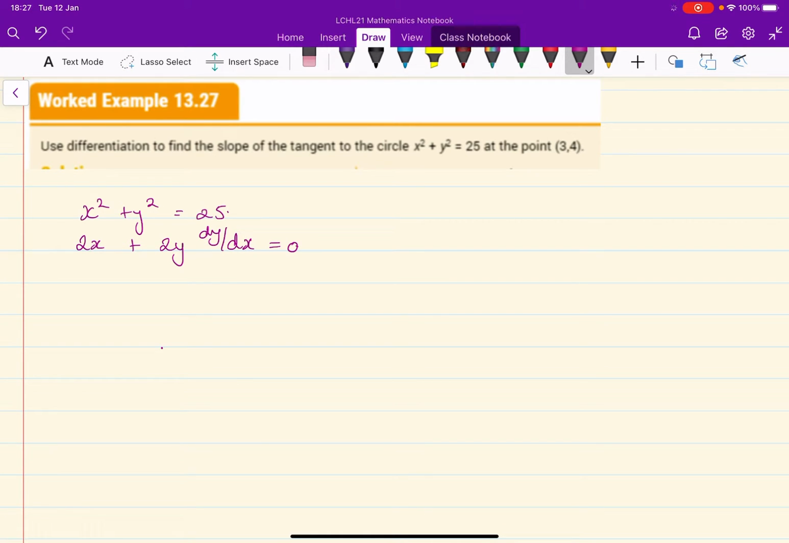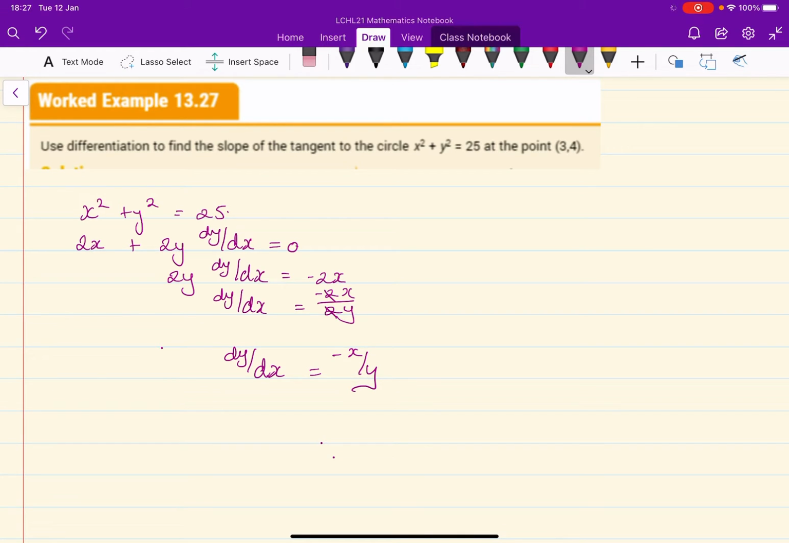0. So now, remember, terms with dy/dx on the left, other terms on the right. So I get 2y dy/dx is equal to minus 2x. So dy/dx is equal to minus 2x over 2y. And they divide out. So dy/dx is equal to minus x over y.